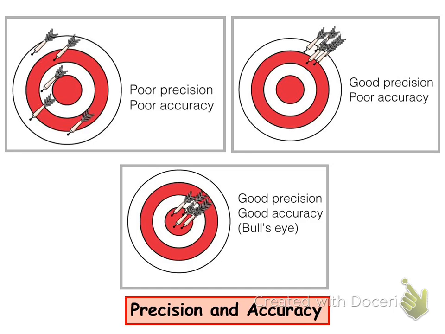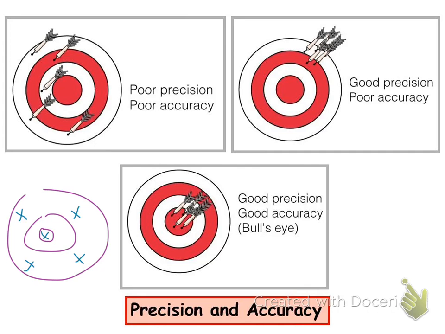The last scenario is tightly clustered, so the precision is great, and it's clustered where it's supposed to be. I would argue there's one more scenario, as I alluded to a minute ago: here's the bullseye, and the points aren't very tight, so the precision is poor, but if you average them all together, they're pretty accurate.